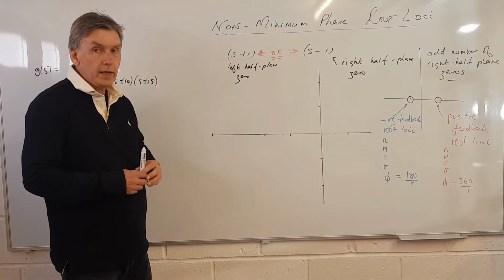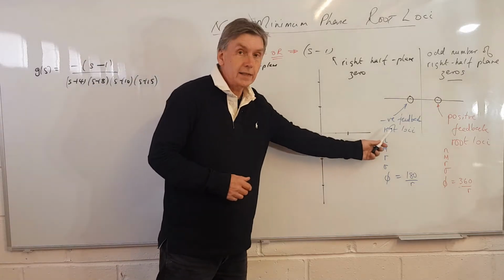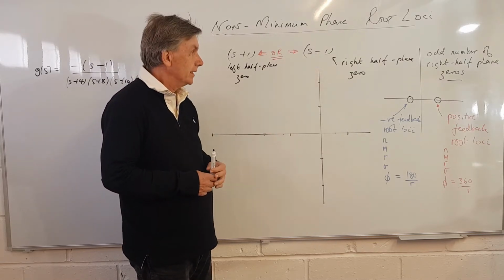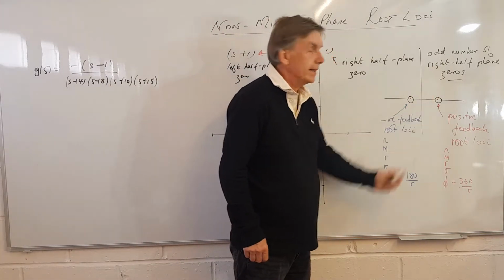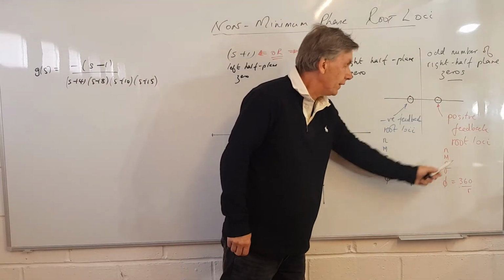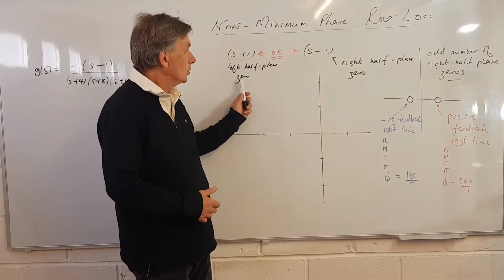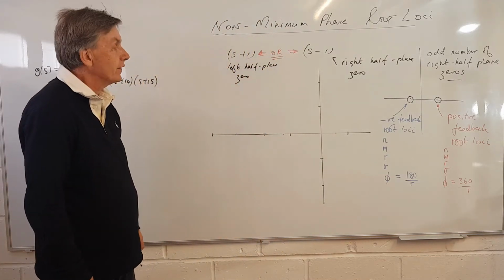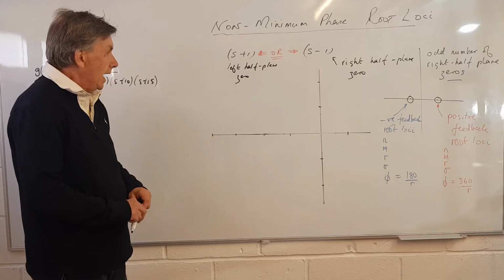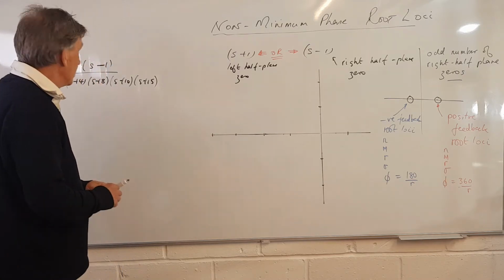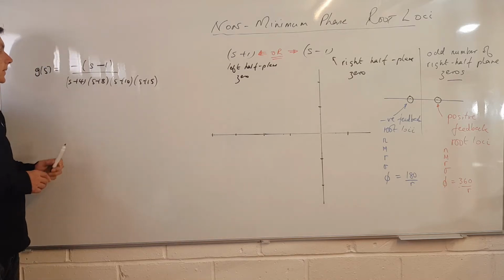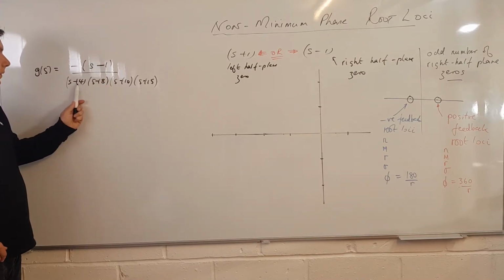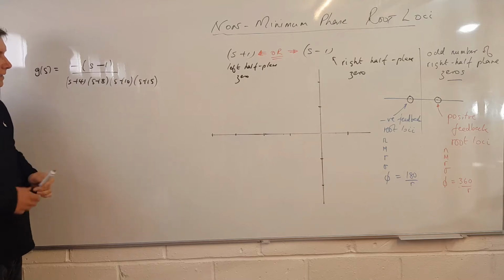And whether you get a positive feedback root loci or the normal negative feedback root loci just solely depends on the right half plane zeros. If we've got an odd number of right half plane zeros, then we get a positive feedback root loci. If we get none at all, or an even number, we get a negative feedback root loci. And to demonstrate this, we're going to look at a little example, and here's the example here. So we've got a non-minimum phase zero here. S minus 1, we've got an s plus 4, s plus 8, s plus 10 and s plus 15.